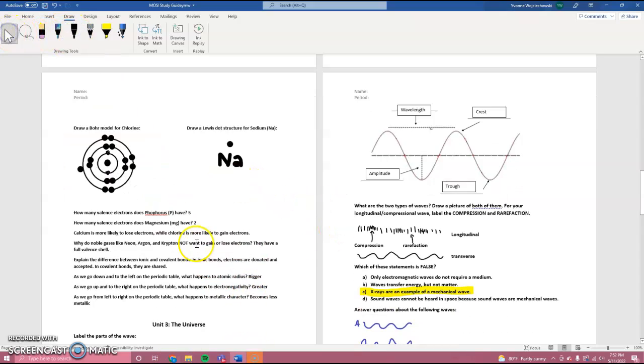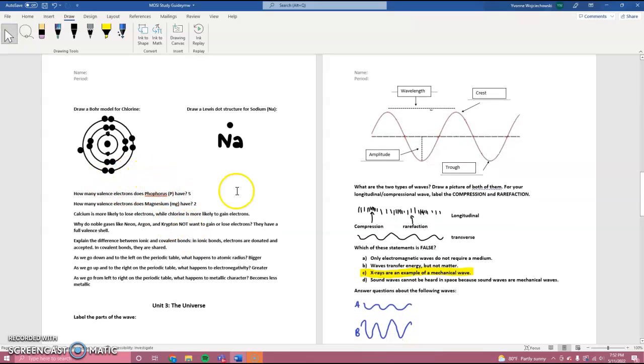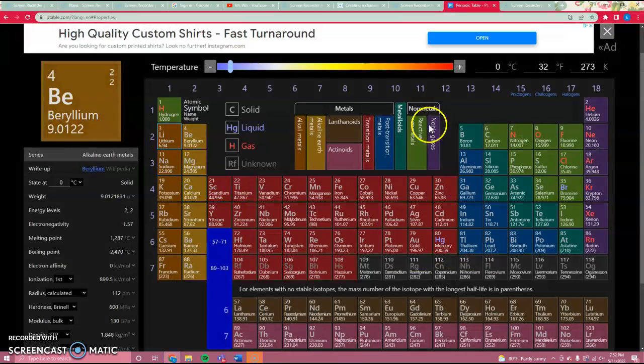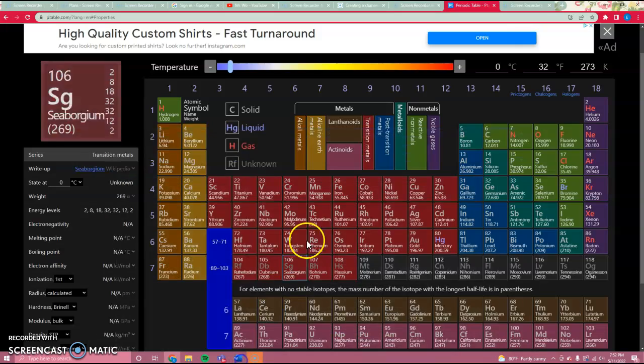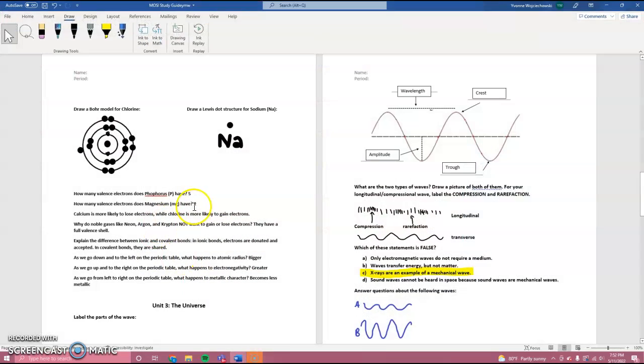Okay. How many valence electrons does phosphorus have? Let's look. Where is phosphorus? Right here. Let's count the columns. 1, 2, 3, 4, 5. It's got 5 valence electrons. How many does magnesium have? Let's count. 1, 2. It's got 2 valence electrons.